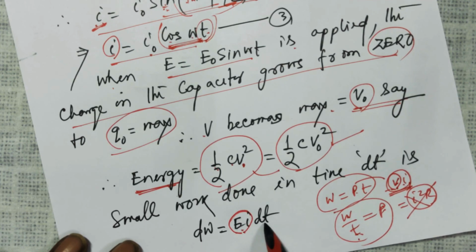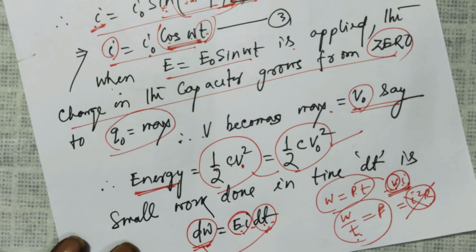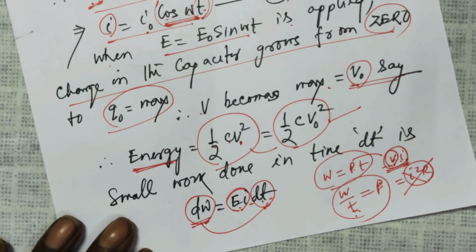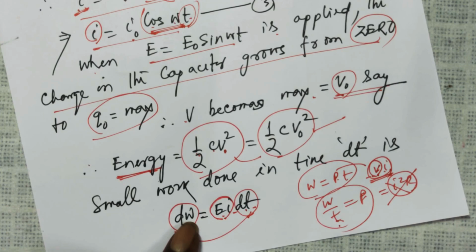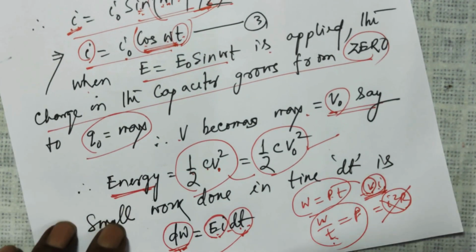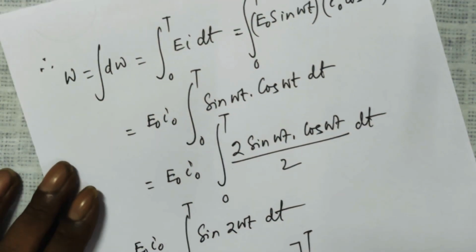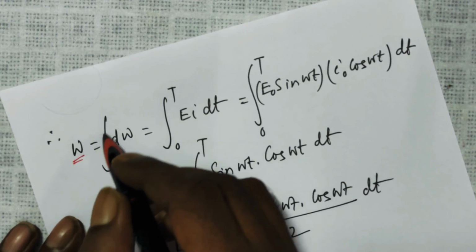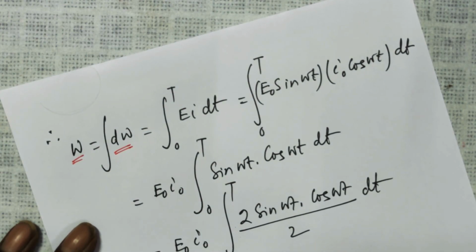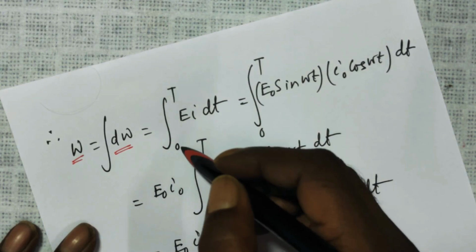So power into small time dt is the small work done dW. This is the small work done dW in small time dt while charging the capacitor by an alternating EMF, E is equal to E naught sin omega t, right? So to find out the total work done, I have to integrate this expression. So the total work done is equal to integration of dW. But we have to find out the total work done in the complete cycle. So I have to integrate it from 0 to capital T.